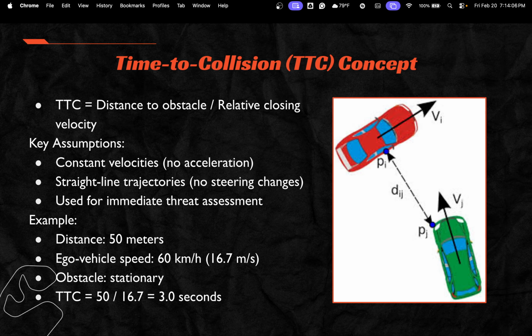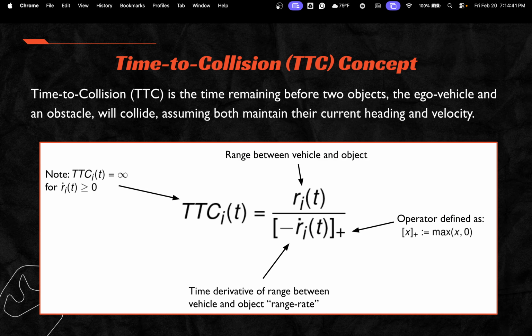So this is an example. If a car is 50 meters away and the ego vehicle, which is your own vehicle, is going at 16.7 meters per second, if you do the division, you'll see that TTC is 3 seconds. That means you will end up hitting that vehicle in 3 seconds. And if in your algorithm the threshold is 3 seconds, then it will hit the brake. If it's 2 seconds, it won't hit the brake until it gets to 2 seconds, and then it will hit the brake. So that's the whole idea behind it.